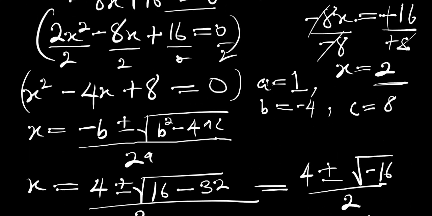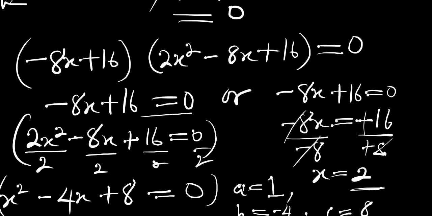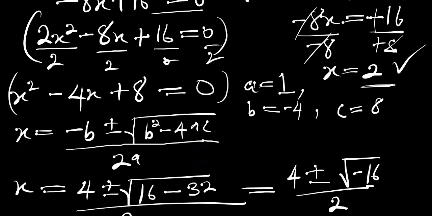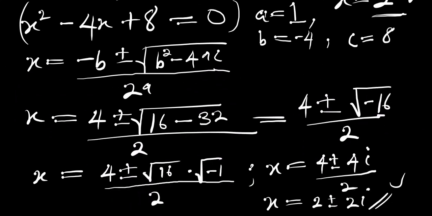and the real solution we had, let me go back, was this, x = 2. So you have x = 2, and we have x = 2 ± 2i.